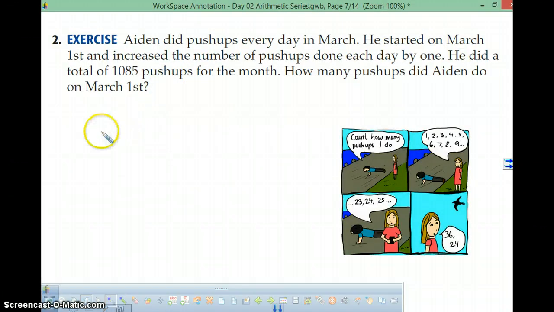Let's try this one. Aiden did push-ups every day in March. He started on March 1st and increased the number of push-ups done each day by 1. He did a total of 1,085 push-ups for the month. How many push-ups did Aiden do on March 1st?